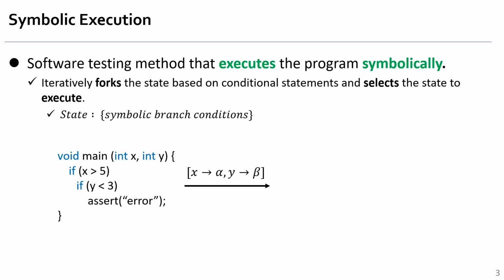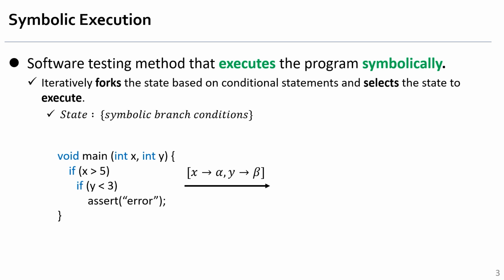I think most students are not familiar with symbolic execution, so I provided a brief explanation about it. Symbolic execution is a software test method that executes the program symbolically. It manages each path of the target program as a set of symbolic branch conditions, and each path is called a state. It iteratively forks the state based on conditional statements and selects the state to execute.